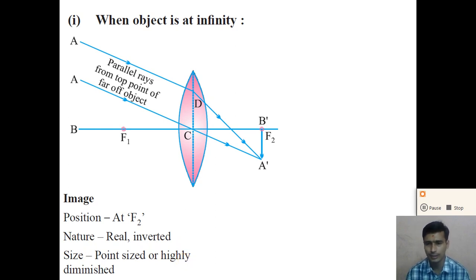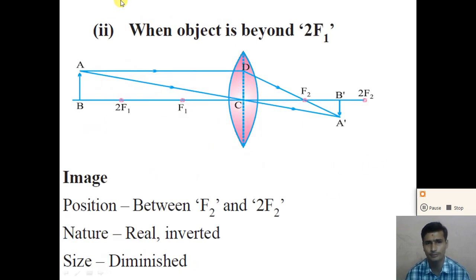So understand the first point: when the object is at infinite distance, the image formed by the convex lens is at the second principal focus F2. The nature of the image is real and inverted, and the size of the image is point size, or we can say highly diminished, or very small. Now let us see the second position of the object. When the object is beyond 2F1, that means beyond the first center of curvature.